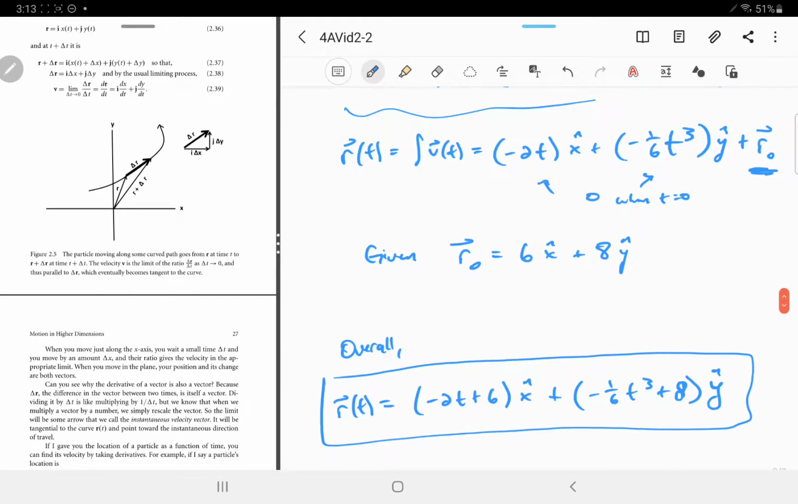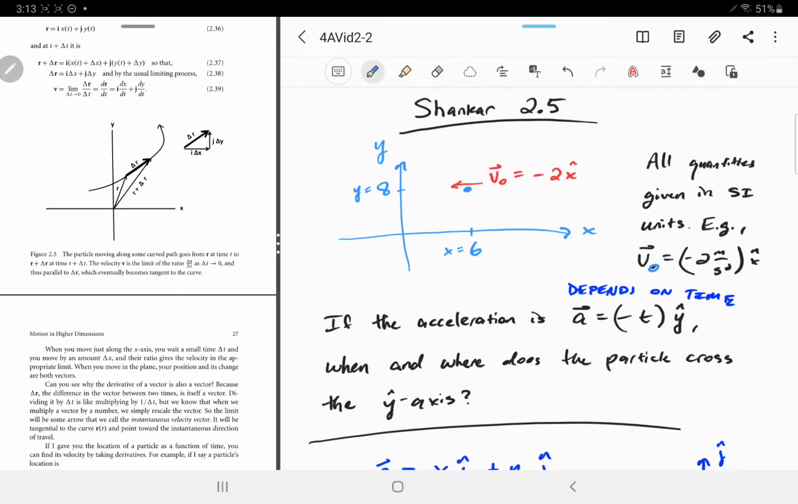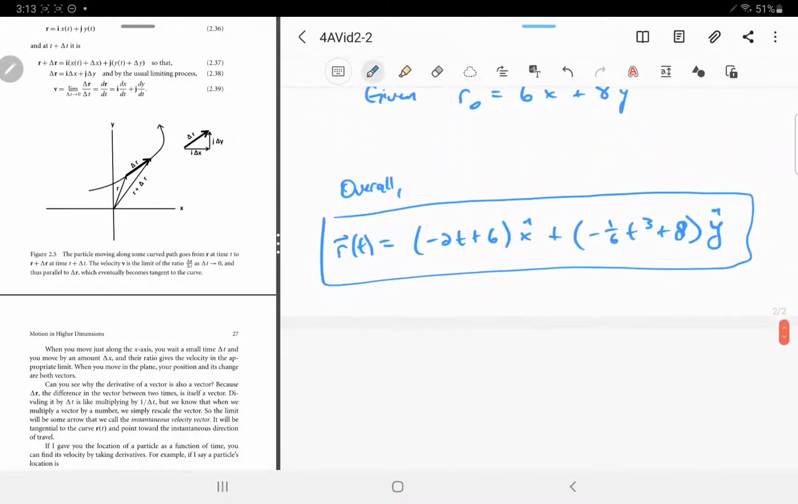All right, so let's see what the problem's asking. When and where does the particle cross the y-axis? So the y-axis is here. So what defines the y-axis? Well, that's when x equals 0, right? So we have to find out, when does x equal 0? When does the particle have x equals 0? So the problem is asking when does x equal 0?